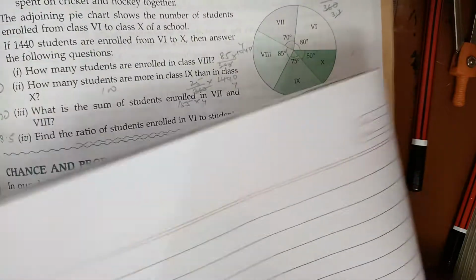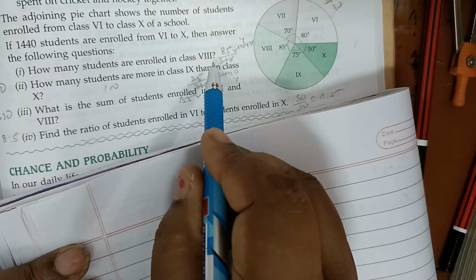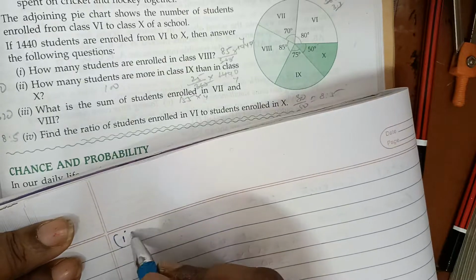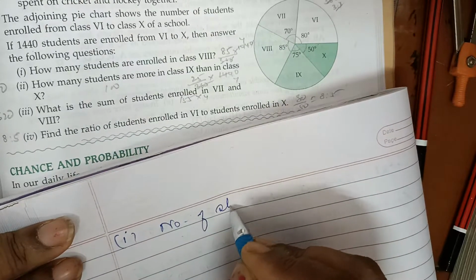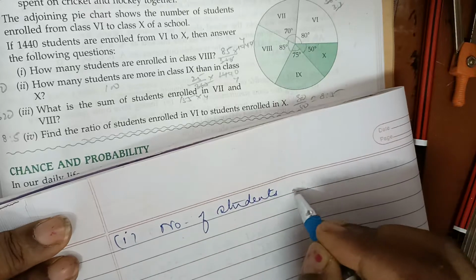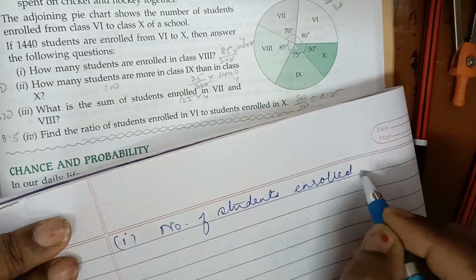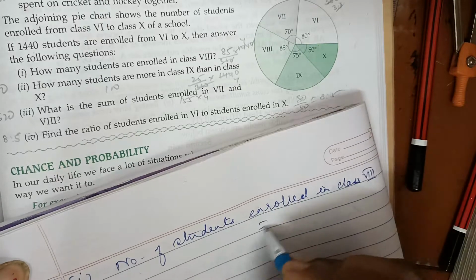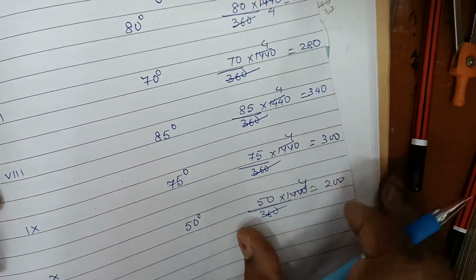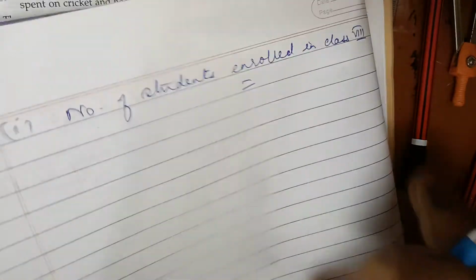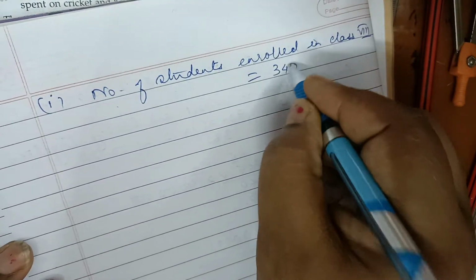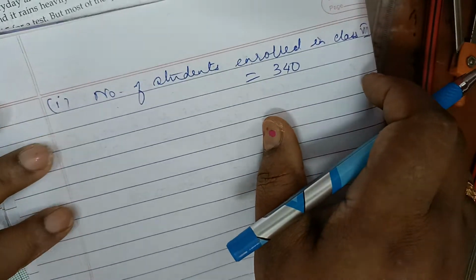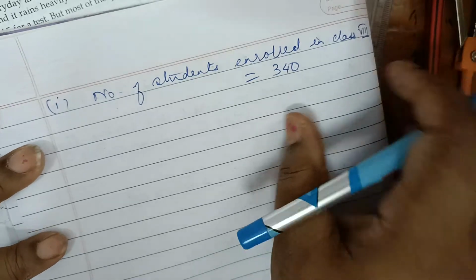Now we will be answering the questions given in the book. How many students are enrolled in class 8? Number of students enrolled in class 8 is equal to what we have just found out, that is 340. Just write down 340.